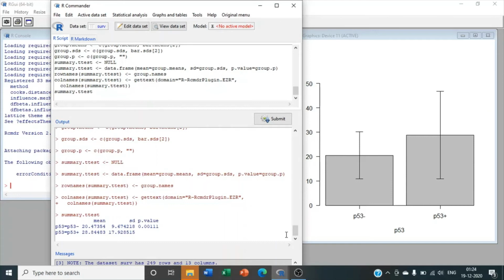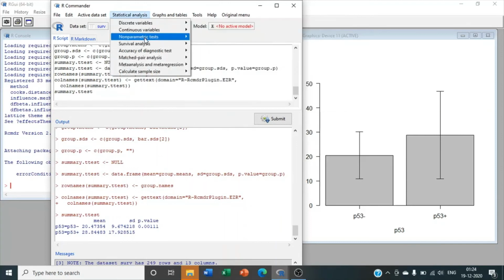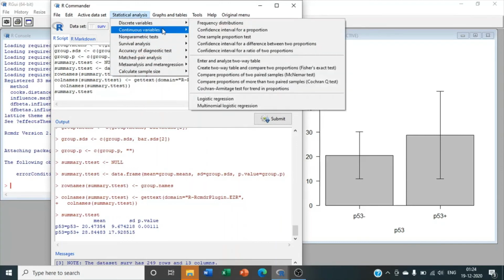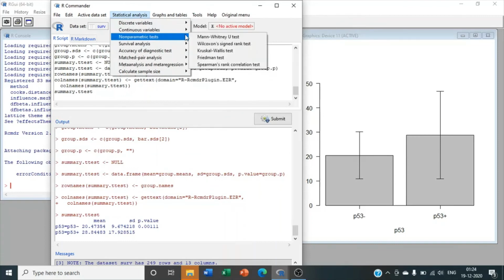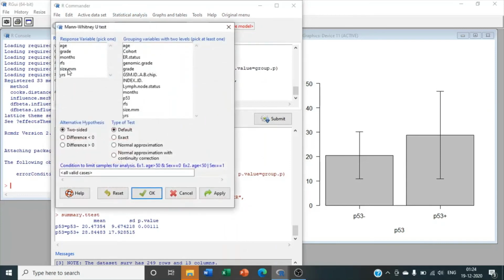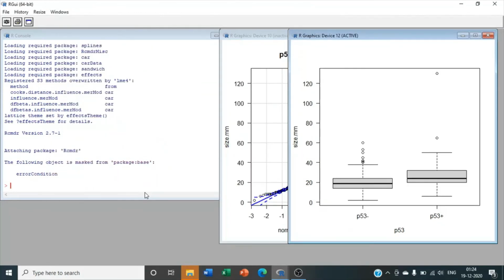So we have to use what is known as a non-parametric test in this case. How do we get the non-parametric test? We just go for continuous variables or the non-parametric test over here. The non-parametric analog of the unpaired t-test is the Mann-Whitney U-test. We click on Mann-Whitney U-test, see size in mm, put P53 as the grouping variable, and click OK.